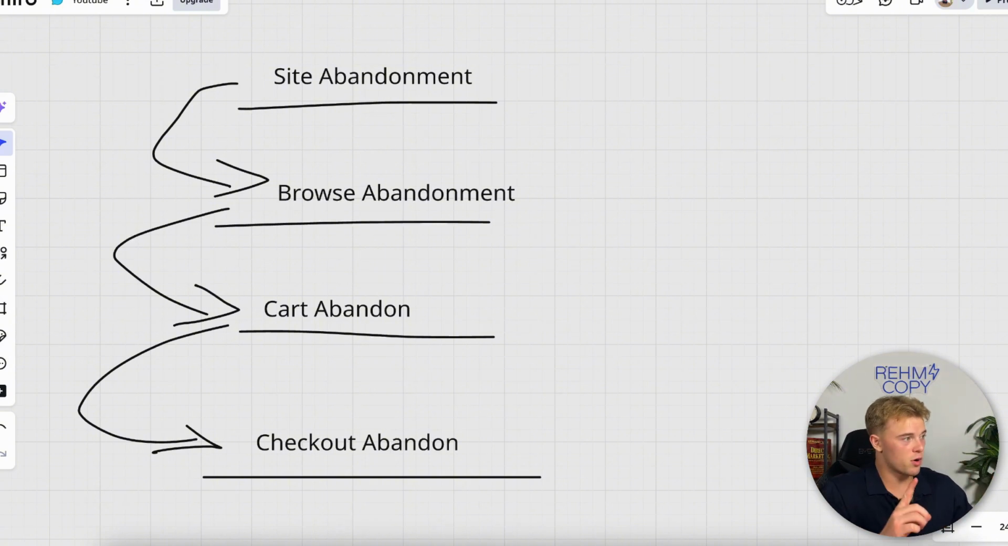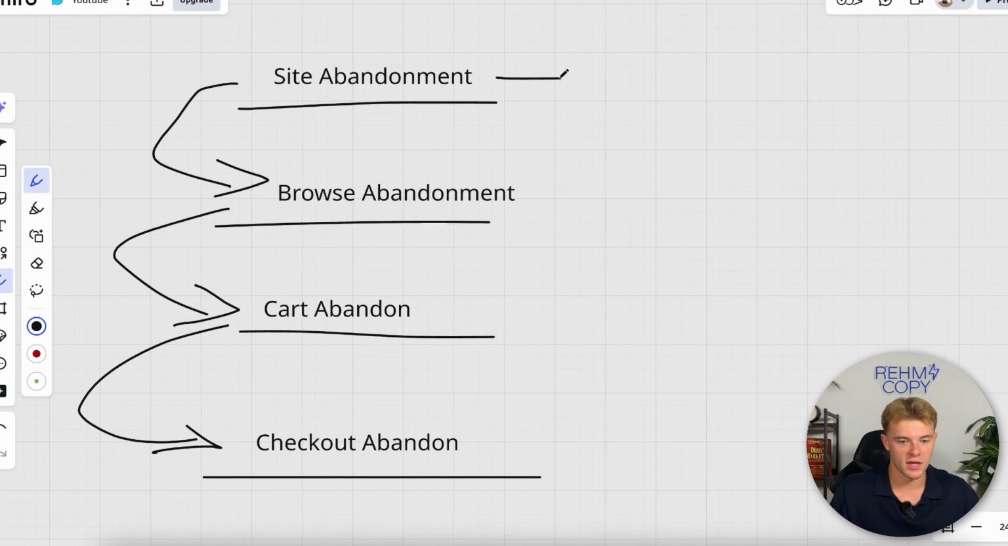Now, the interesting part about this, and the entire reason that we separate them into separate email flows, is because there are different thoughts and different objections that people have based on where they abandoned. To visualize this, say each situation had different objections and each objection was tied to a specific number. Let's say site abandonment objections were 1, 3, and 4, just random objections.